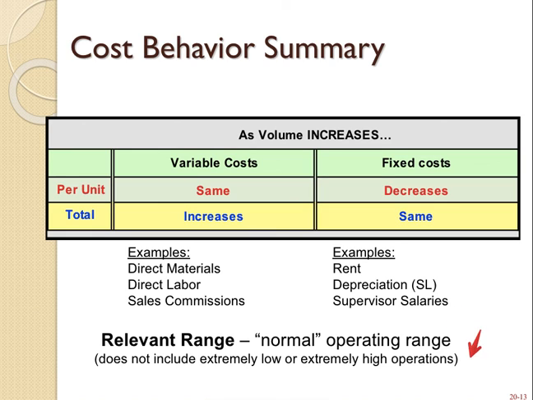Now, all of these assumptions assume, of course, that we're operating in the relevant range, and that really means normal operations. Does not include any extremely low or extremely high operations. So, for example, if you have a huge sales order and it causes you to have to buy a new machine or hire a bunch more people, now you're no longer in the relevant range and your cost structure is going to change. So, all of these we're going to assume we're in normal operations, nothing out of the ordinary that's going to cause your cost to behave massively differently.